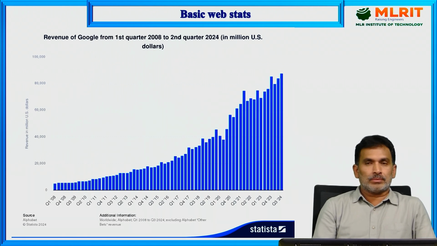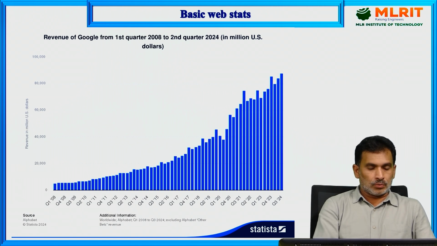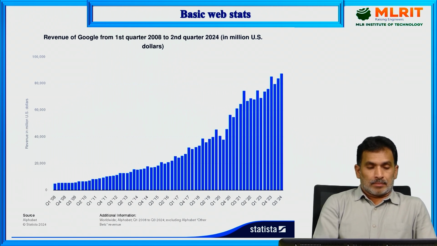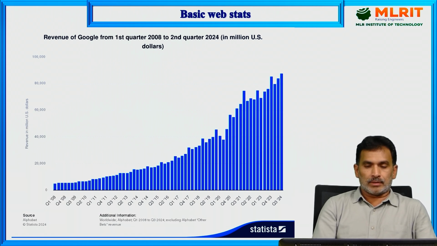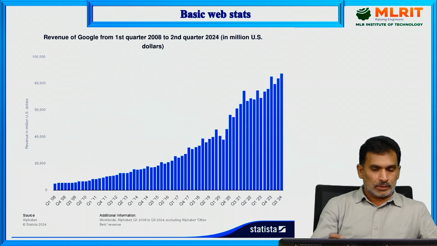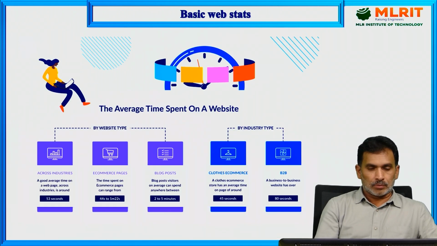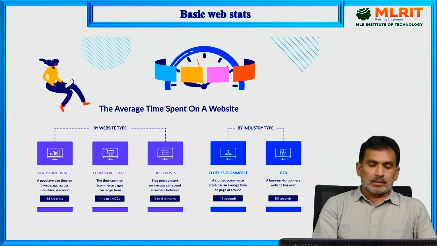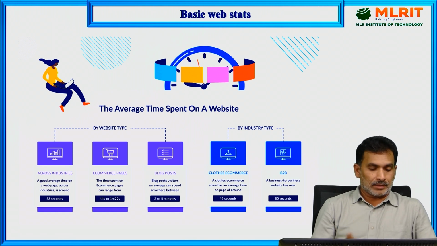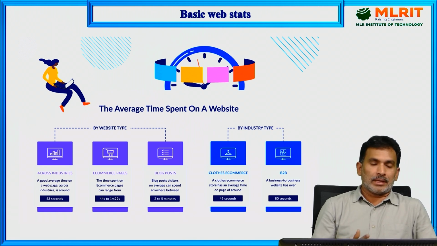Next, revenue. This is another statistic we need to know, the revenue generated by Google, from the first quarter of 2008 to the second quarter of 2024 in US million dollars. It's more than 84,000 US million dollars. And we can also see the average time spent on a website. There are different websites based on the type of website and also based on the industries.